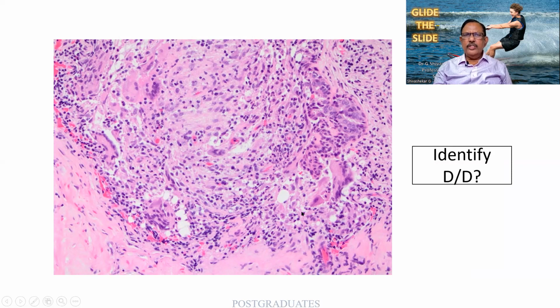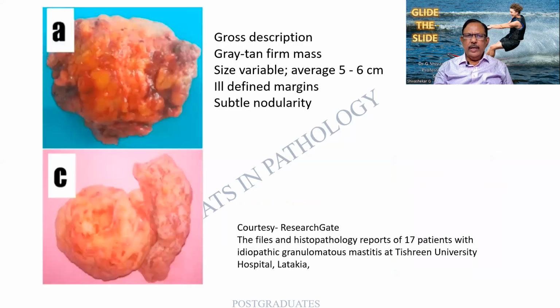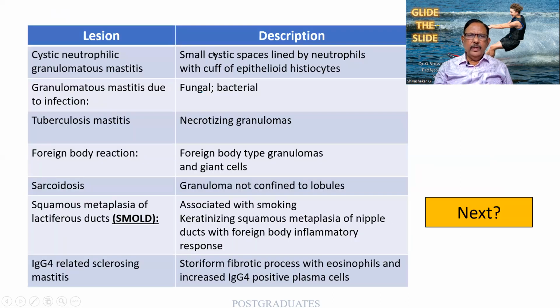It is not easy for us to see a granuloma and get away with it. For this, I would like you people to kindly see. So this is the gross picture, courtesy ResearchGate. It can be a gray and firm mass, about 5 to 6 centimeters and ill-defined, or it can have subtle nodularity. These are some examples. Thanks to this reference.